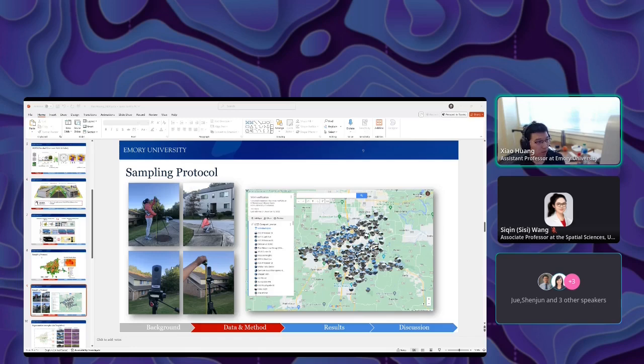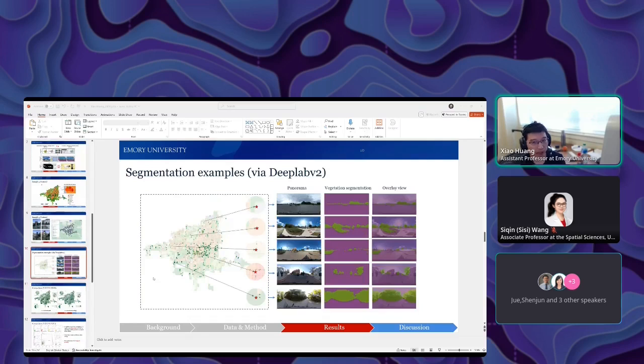We tracked the sample collection process using an open platform, so the whole team could monitor the sample collection process together. We used DeepLab version 2 for segmentation. Of course, there are many segmentation models available, but we tried all of them, and we found this model actually achieved really good performance. So we chose it eventually.